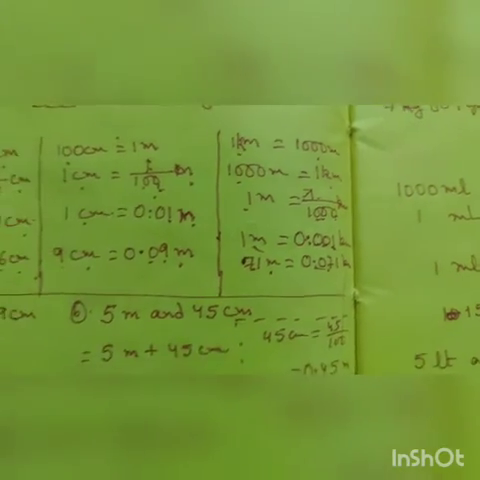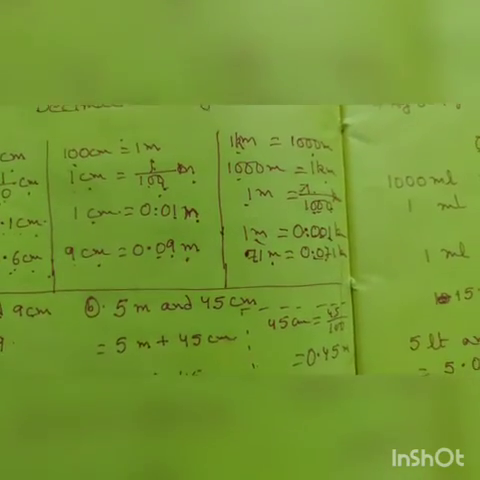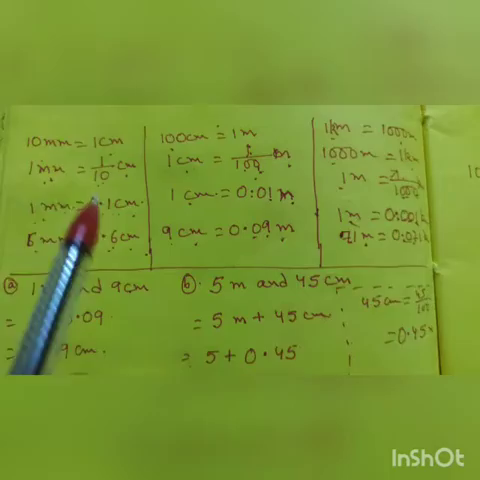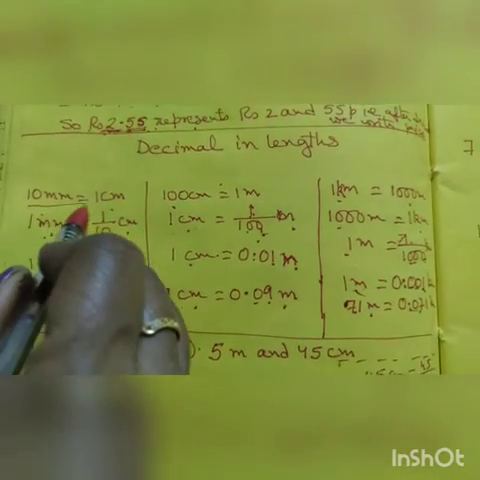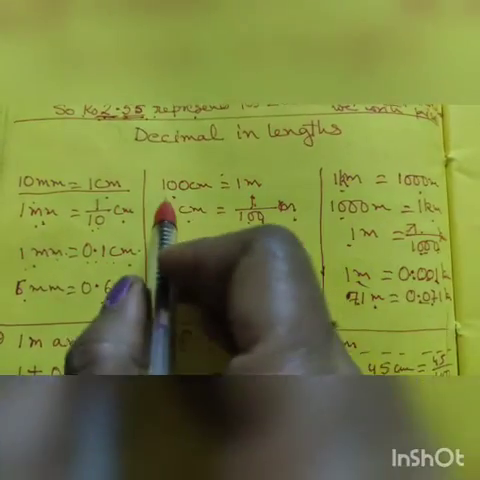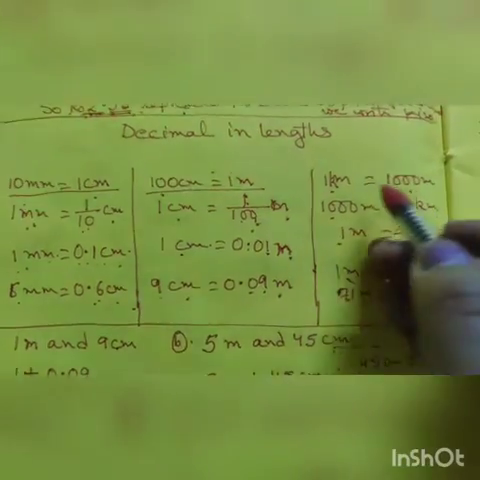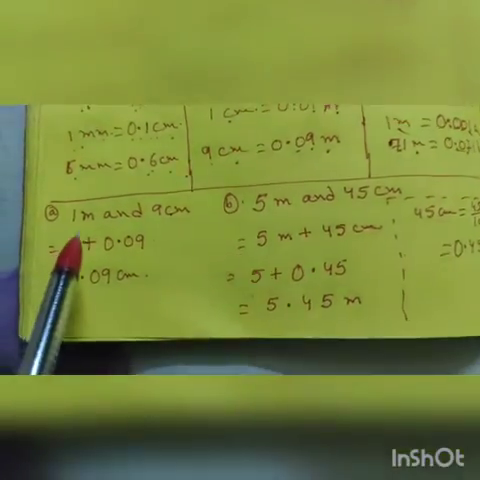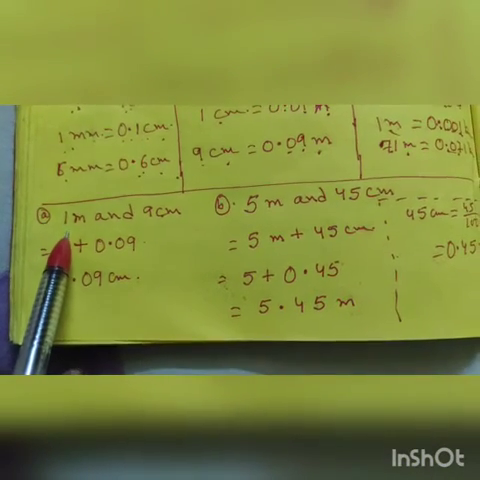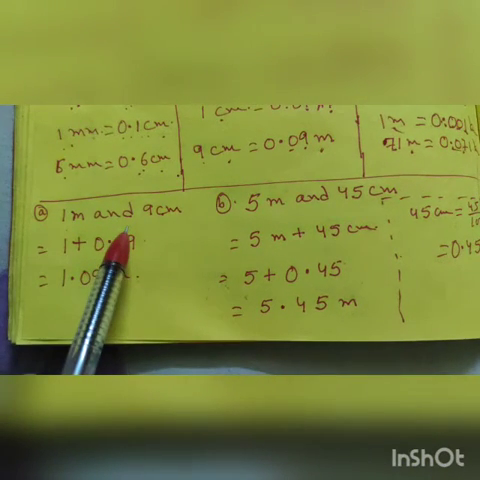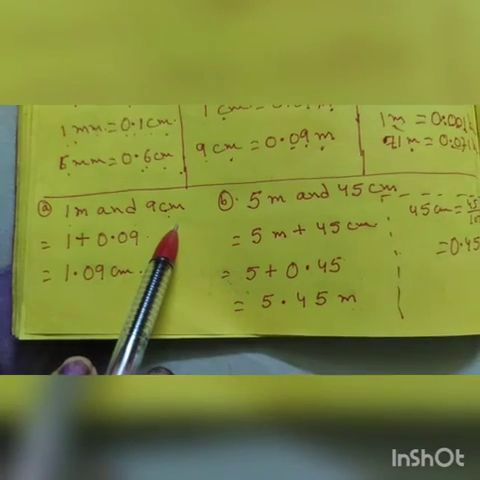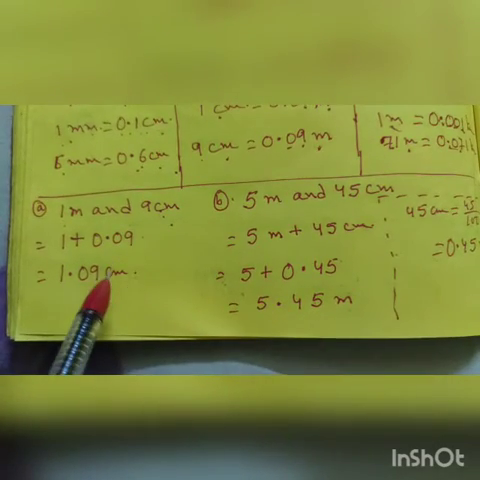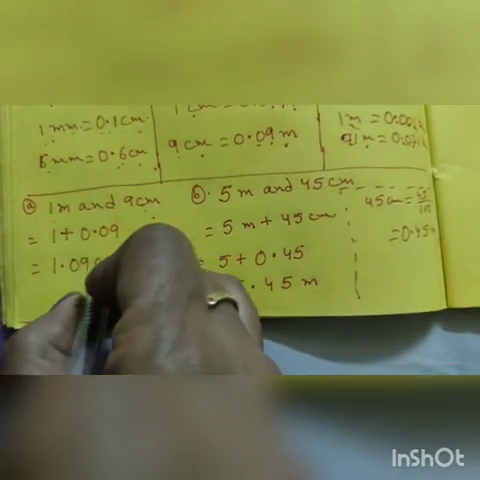Okay. So you have to remember these things. 10 millimeter is equal to 1 centimeter, 100 centimeter is equal to 1 meter, and 1 kilometer is equal to 1000 meter. Now suppose I have 1 meter plus 9 centimeter, and I am supposed to write this in meter, not in centimeter.